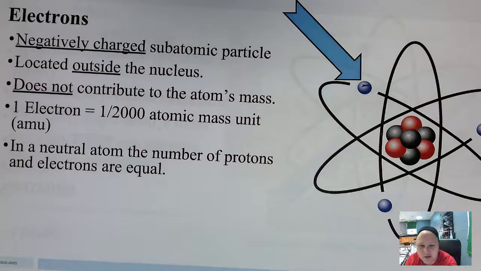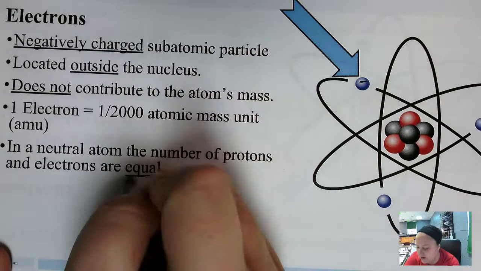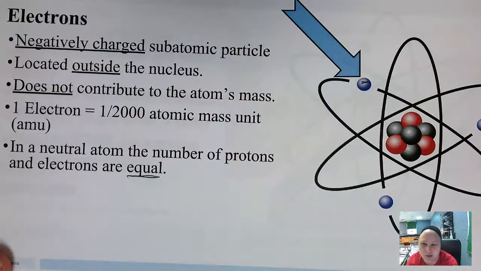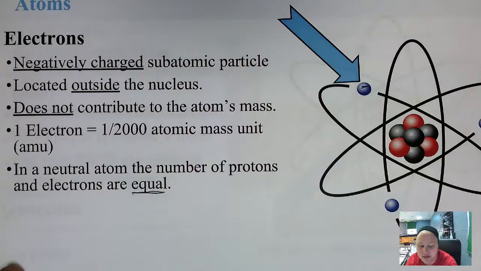In a neutral atom, the number of protons and electrons are equal. We talked about that, so they are equal. Especially when you look at the elements on the periodic table, electrons and protons are always going to be equal when we're doing this type of stuff.